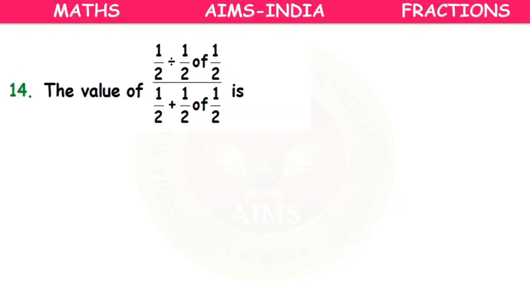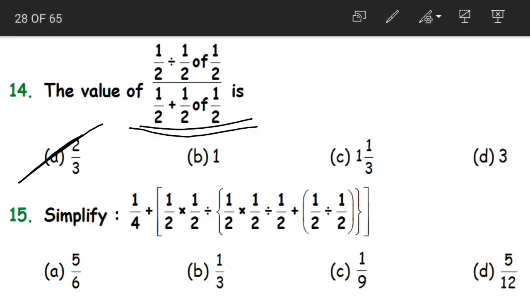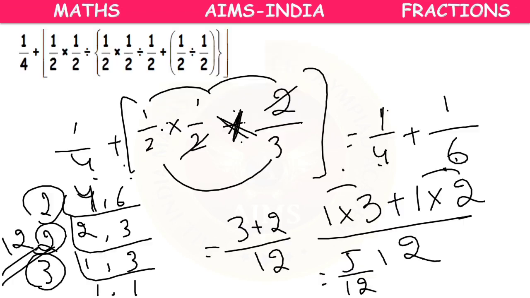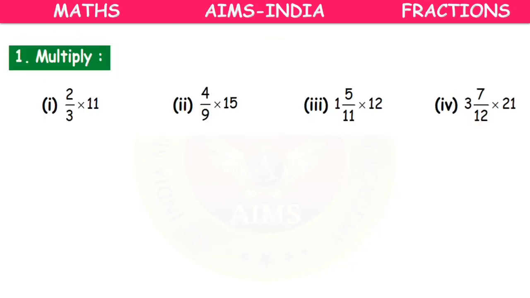Now let us check the answers. 5 by 12. Yes, option D we are having. Option D, 5 by 12. So 5 by 12 becomes our answer. Clear, students? That was all about multiple choice questions. Now let us take few multiplication problems and solve them.